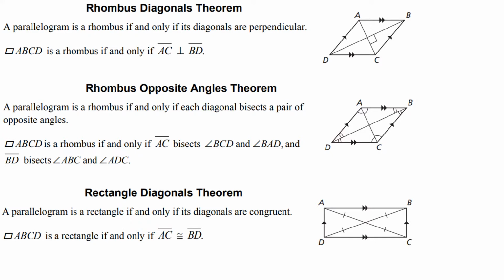And of course, the rectangle diagonals theorem, instead of being perpendicular to each other, they bisect each other. Now notice the rhombus did not bisect each other with their diagonals. The rectangle does, though. Of course, since the square is also a rectangle, anything that applies to the rhombus or the rectangle also applies to the square. So for the square, not only would the diagonals be perpendicular, they'd also be bisecting each other.